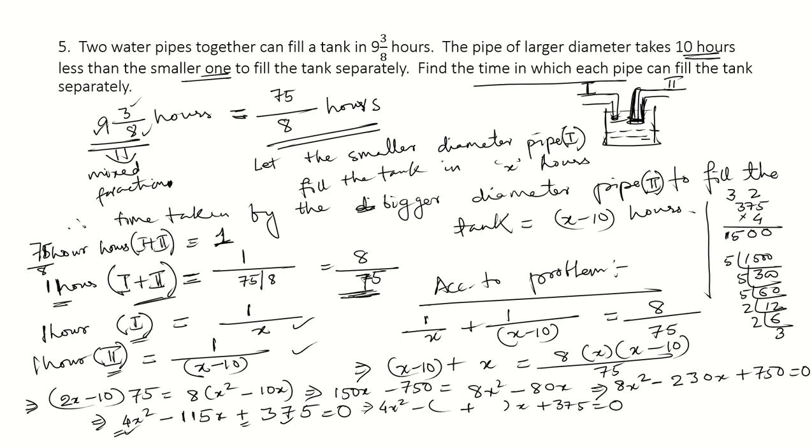So these are the factors of 1500 that we got. Now we need to see which of these factors, when added, give us 115. Let's see. 5 times 5 is 25. 25 times 375.